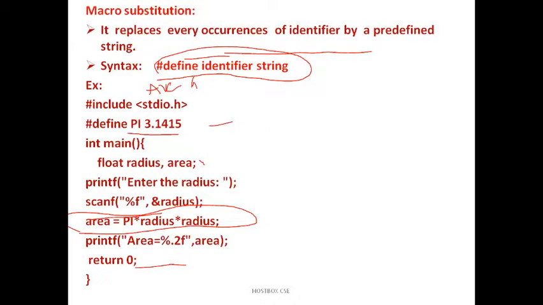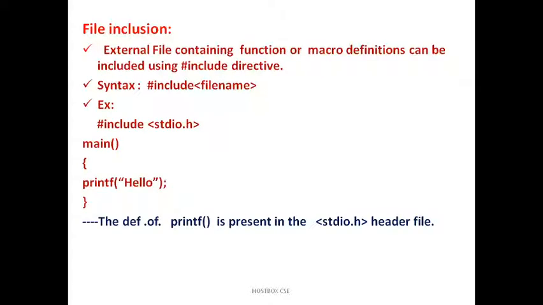So the next type is file inclusion. We have to remember that it is an external file containing function or macro definitions that can be included using the #include directive. The syntax is very simple. There are two syntaxes. This is the simple one: #include with angle brackets and the file name. One more, you can use double quotes also. Let's see a small example.